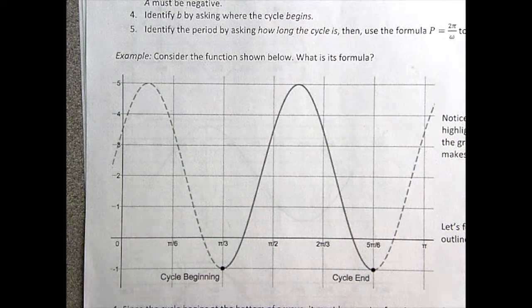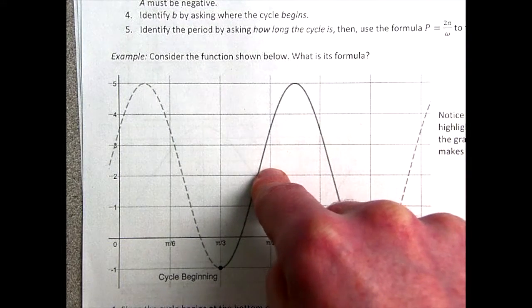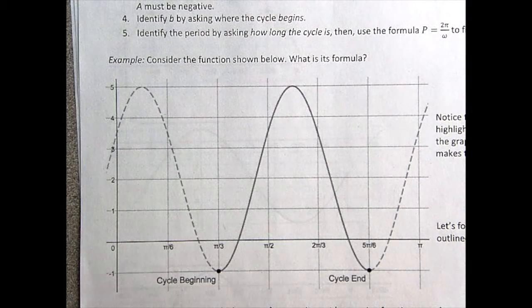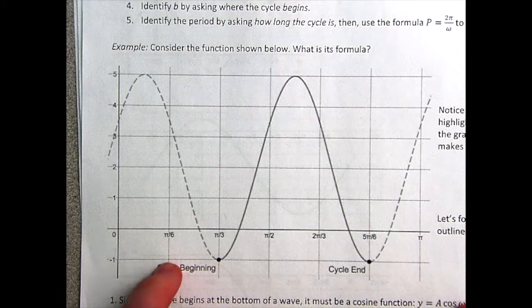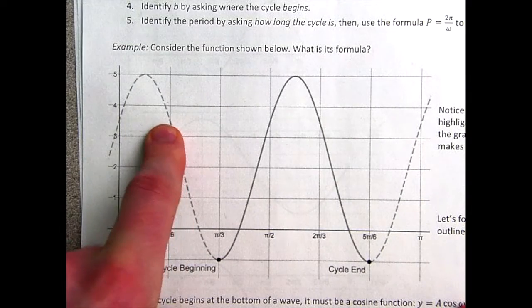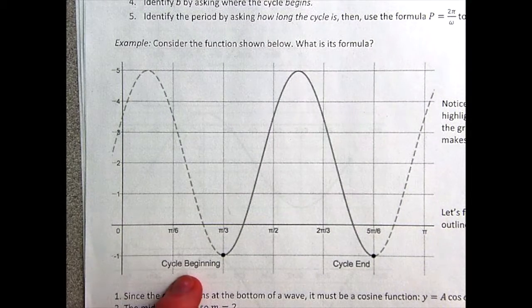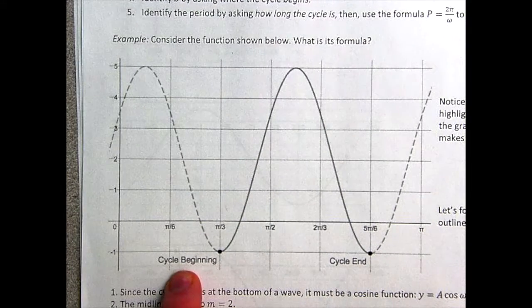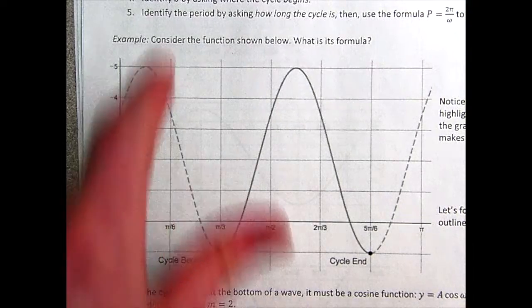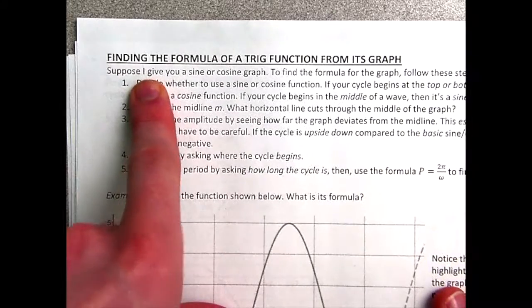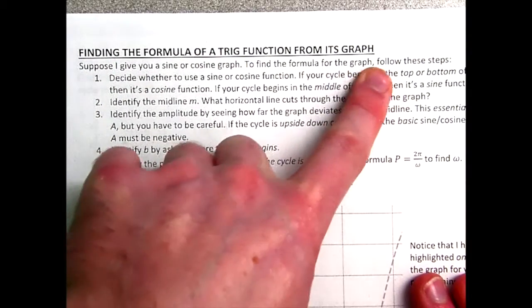And the key to writing down the formula for this graph is to basically identify the values of all of the numbers that appear in the general sine function formula. In other words, we have to identify a and b and m and everything else. So let's try to find the formula for the graph that is pictured right here. Now, I've got some steps on the worksheet which you should have access to. It says, suppose I give you a sine or cosine graph. To find the formula of the graph, follow these steps.